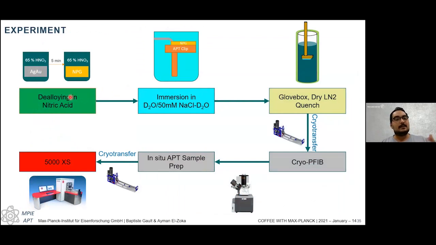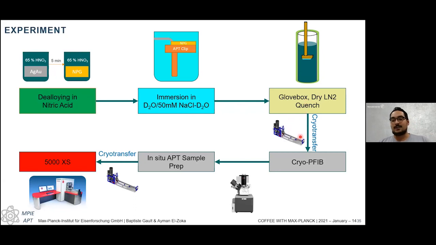We would basically de-alloy silver gold, just like I did in my PhD, in nitric acid. Then I put it in water. This is not supposed to be nitric acid, it's supposed to be D2O, deuterated water, so that we can differentiate between the hydrogen coming from the solution that we dipped it in and the hydrogen coming from the analysis chamber, as Baptiste has explained. Then we take the clip after immersing it in D2O or NaCl D2O, and we quench it in the glove box to eliminate moisture using liquid nitrogen.